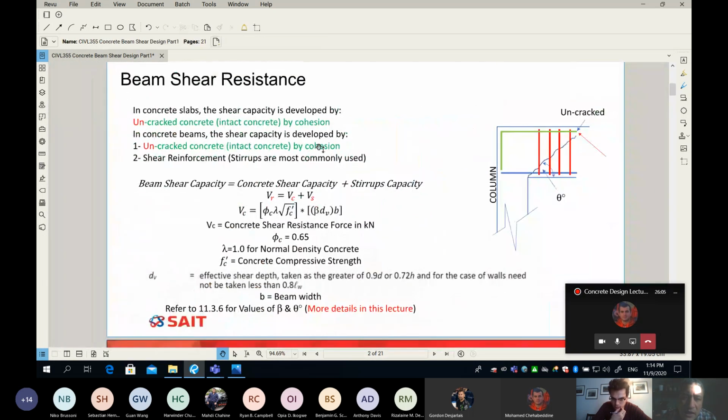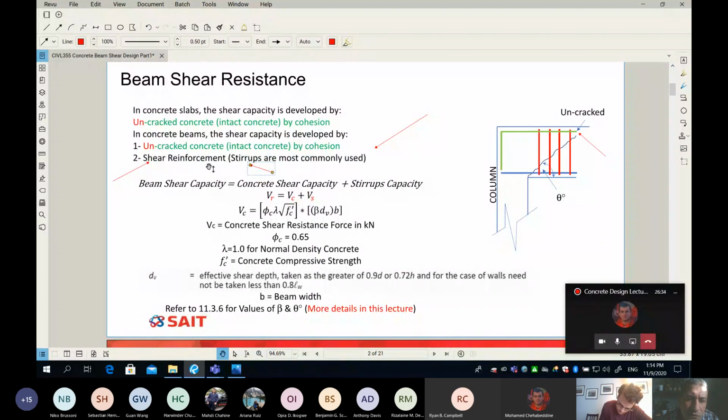In beams, we get more than that. In beams, we still have the same part, which is the uncracked portion of my section, in addition to something called shear reinforcement, on this side. So we have two things working together to create shear capacity for your beam. Most commonly, when I say shear reinforcement, it is called stirrups, but we have other options that we will discuss today. The most common one is stirrups.